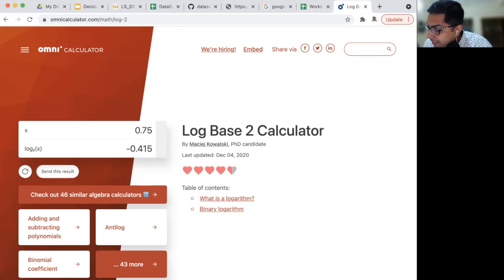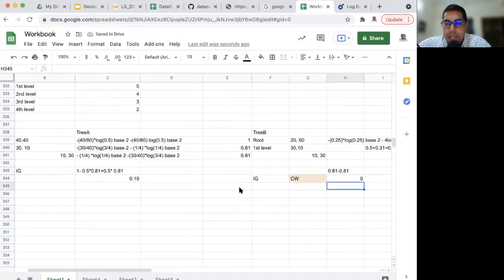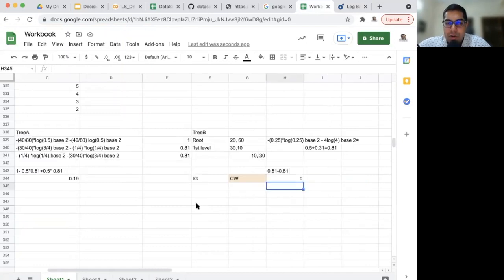So you get 0.81 plus 0.31. Yeah, so that's 0.81, right? Sorry, I'm making a lot of arithmetic mistakes today. So you get 0.81 minus 0.81, right? So IG is going to be 0, very close to 0. Guys, you understood this? Did everybody get 0, or in principle, do they know now how to get 0?